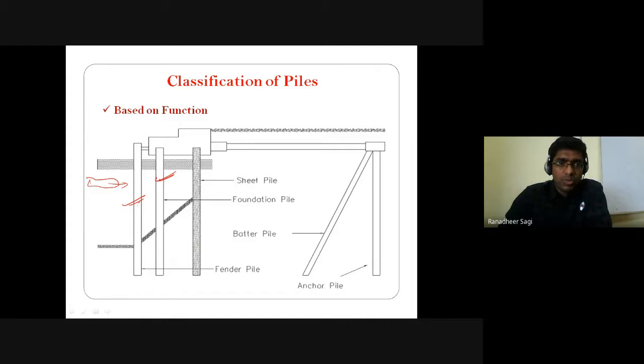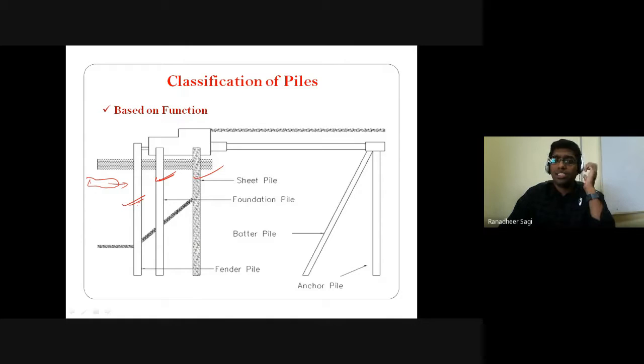So this pile is nothing but what I'll call your foundation pile. The reason why I'm calling it a foundation pile is that the functionality of this particular pile is to take care of the loads coming from your superstructure. That is why we call it a foundation pile.